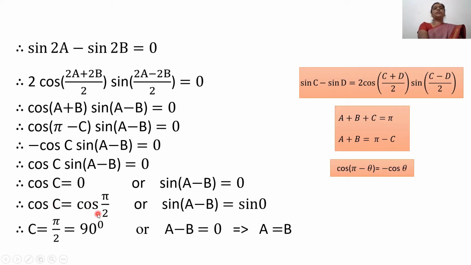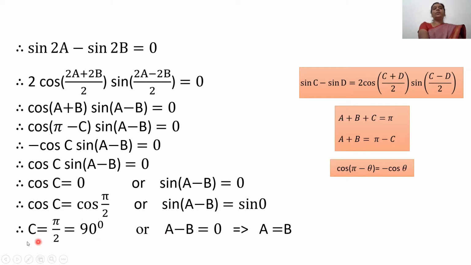Cos C is equal to cos pi by 2 means C must be equal to pi by 2. Pi by 2 means 90 degrees. Here sin(A minus B) is equal to sin 0 means this A minus B must have the value 0. Therefore, you write down A minus B is equal to 0, and if A minus B is equal to 0, this implies that A must be equal to B.